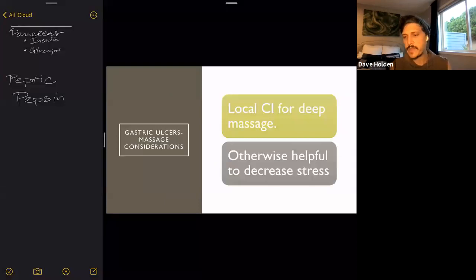So if your client has peptic ulcers, they're usually contraindicated for deep abdominal massage. They're usually very uncomfortable, so they don't want to have them poked at. Otherwise, massage is helpful to decrease the stress.